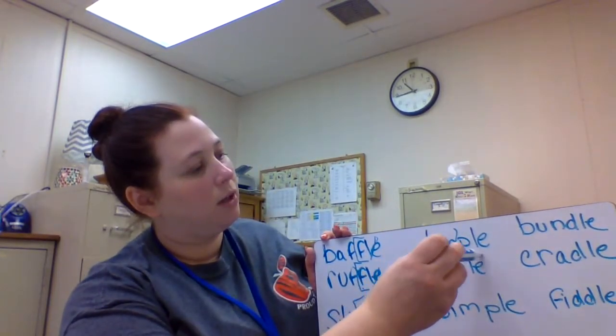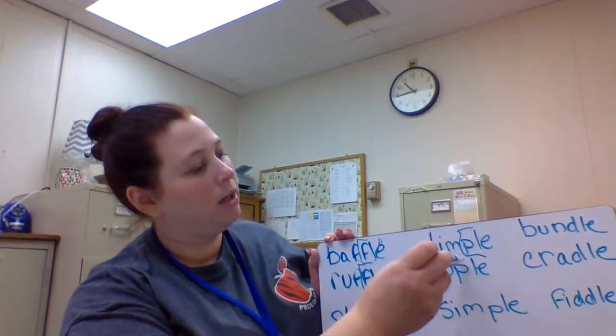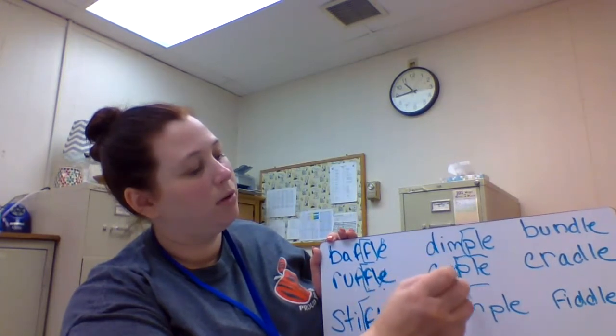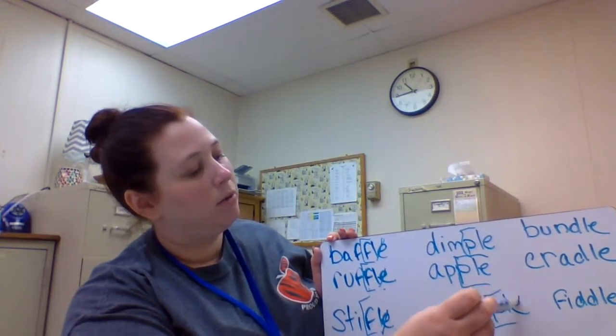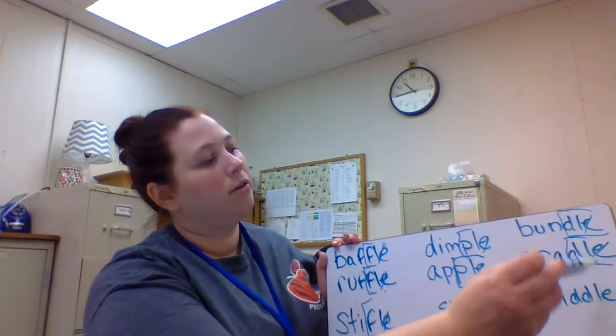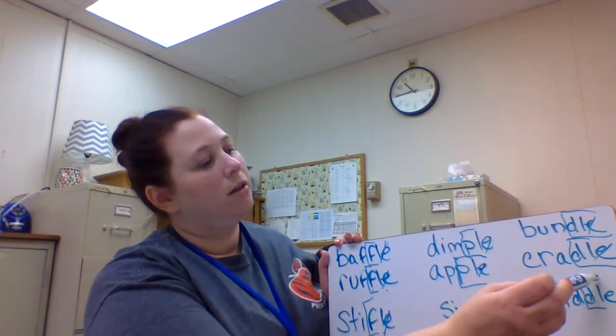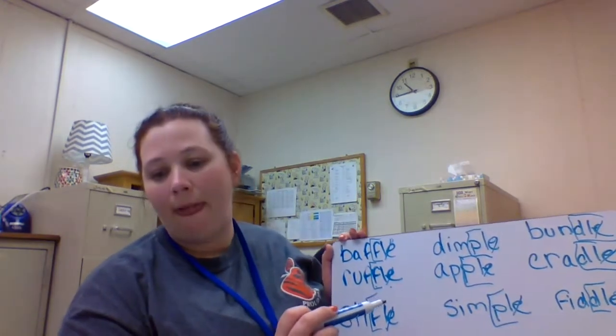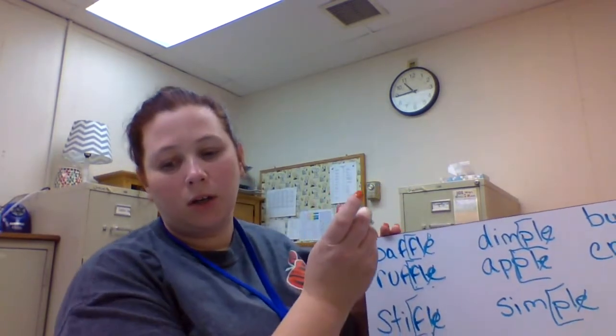Same thing over here. This is just going to get old. You guys are going to know exactly what to do. P-L-E, P-L-E. We're going to put in the bracket. We're going to cross out that E. Same with D-L-E. We're going to put a bracket around it, cross off our E.